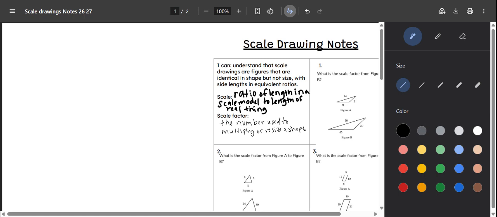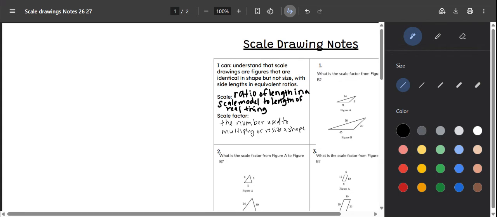So you have probably seen scale before if you've ever gone down the aisle in the toy store that has the model cars and you've seen a 1 to 16 scale model car. That is the scale right there, telling us that 1 unit in the scale model corresponds to 16 units in the real car or whatever is being built.